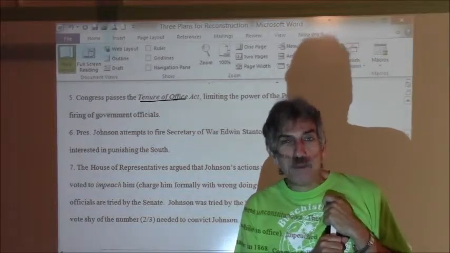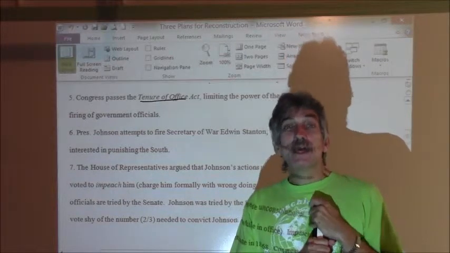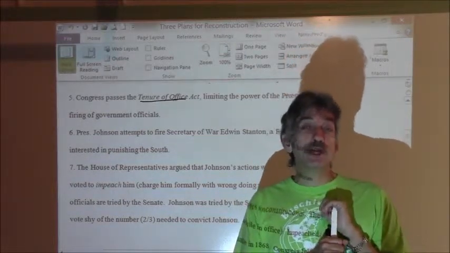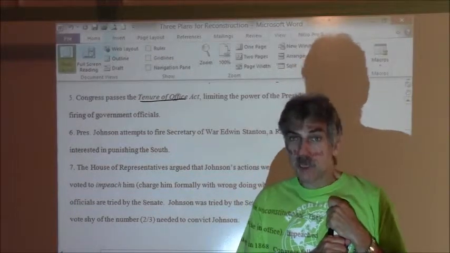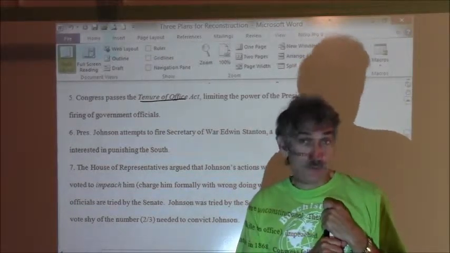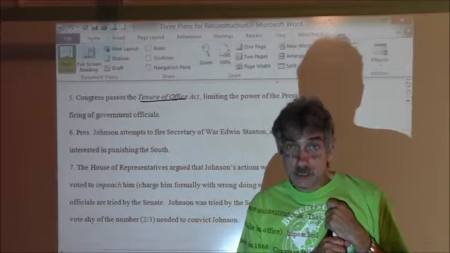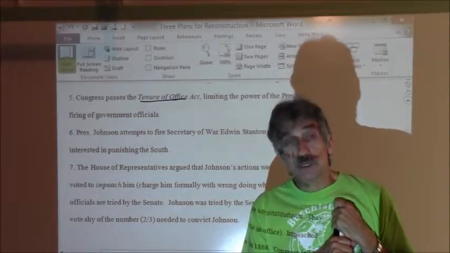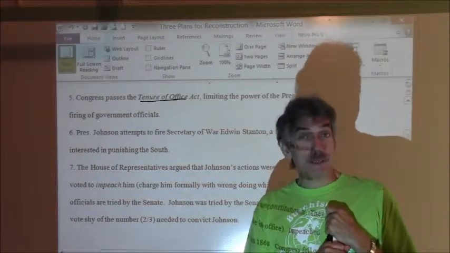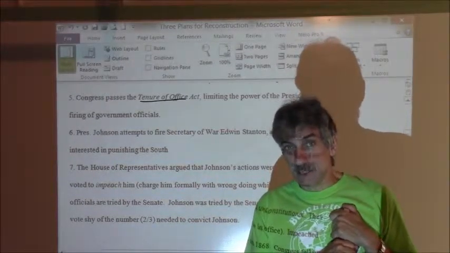But realizing how unpopular this could make him, he picks Ulysses S. Grant to be the new Secretary of War. So now Ulysses S. Grant is brought into this thing, and he does not want to be brought into this thing. At first, Grant doesn't know what's going on because Congress is not in session, and then he realizes there's a whole rhubarb about this, and Ulysses Grant says, no, I'm not taking this job. This is a bad idea.